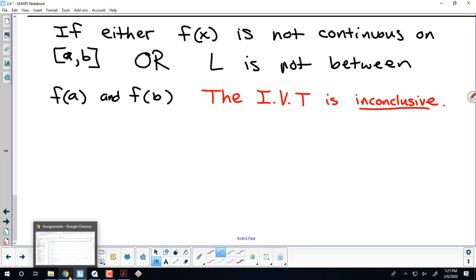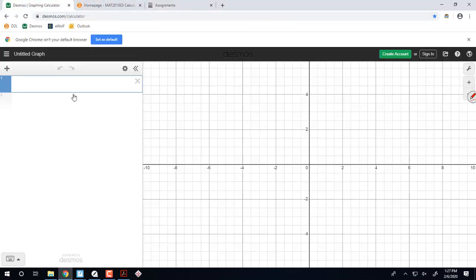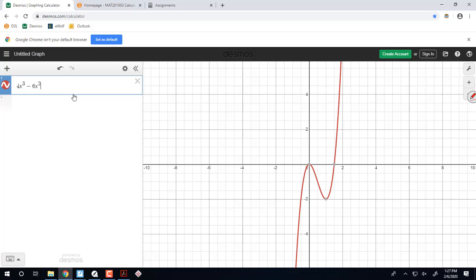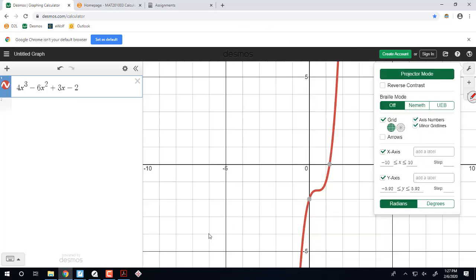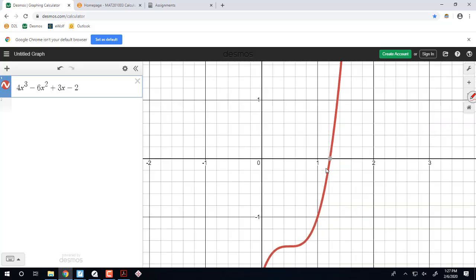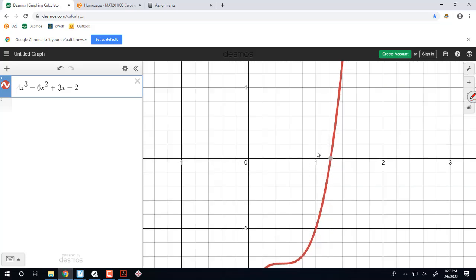So let's take a look at our function. All right, so there's our function, and we'll zoom in so we can see the interval from 1 to 2. Now we can see, visually, it's super easy to verify, right?